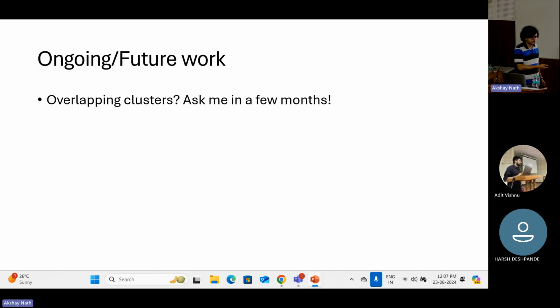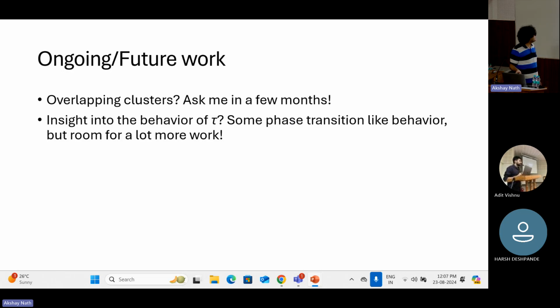Some ongoing work: overlapping clusters, which was a question you asked me. We have half of the work there; in a few months, I'll let you know if we get there. Insight into the behavior of tau, which is a question I really care about. It's a funky quantity, and I'm not completely sure what it looks like. I would love to see what it looks like. If anyone here has some insight, please share.